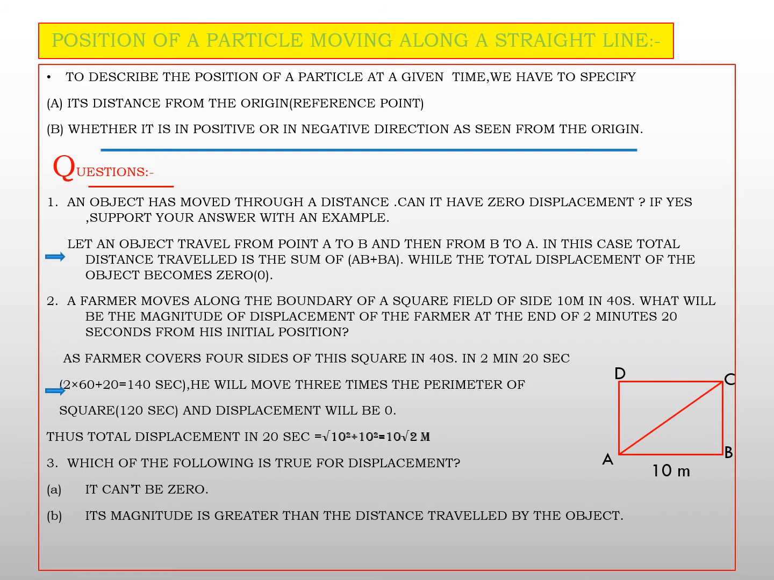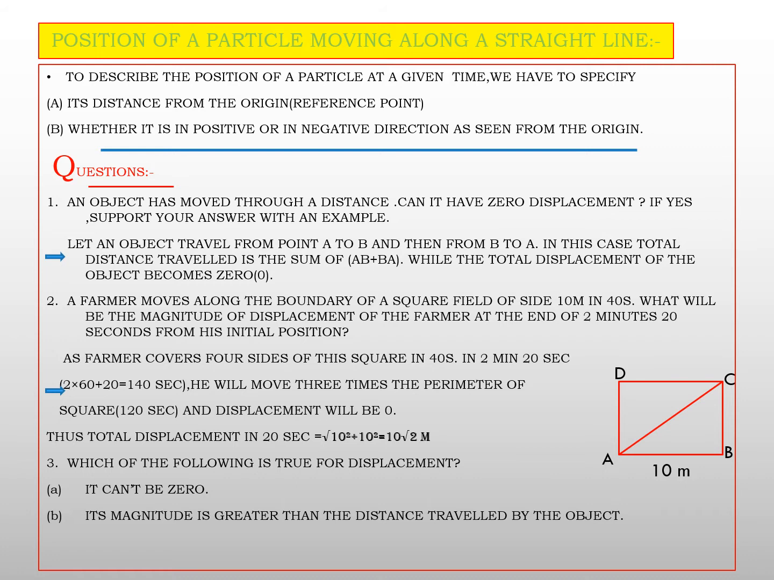Second question: a farmer moves along the boundary of a square field of side 10 meter in 40 seconds. What will be the magnitude of displacement of the farmer at the end of 2 minutes 20 seconds from his initial position?